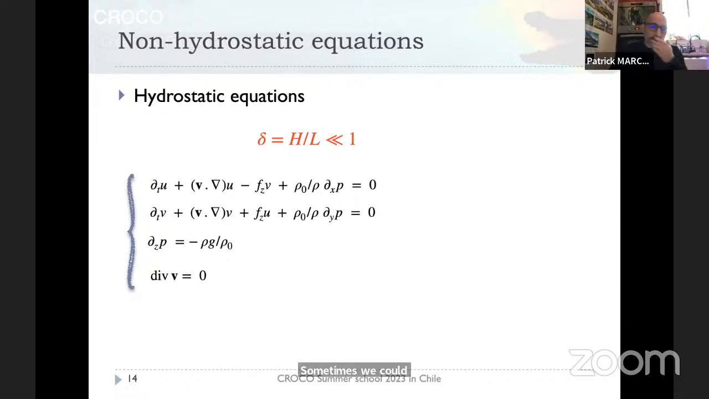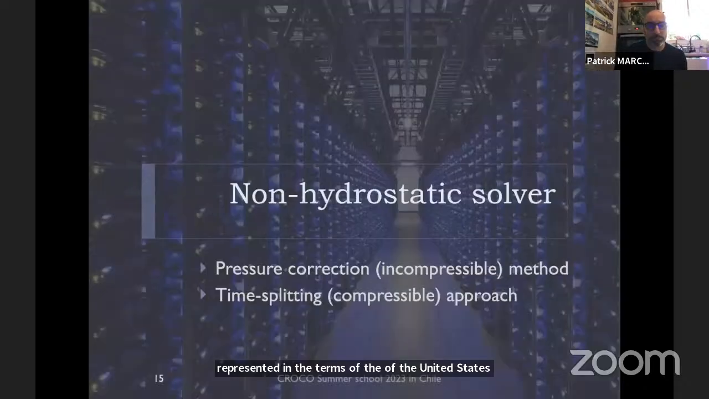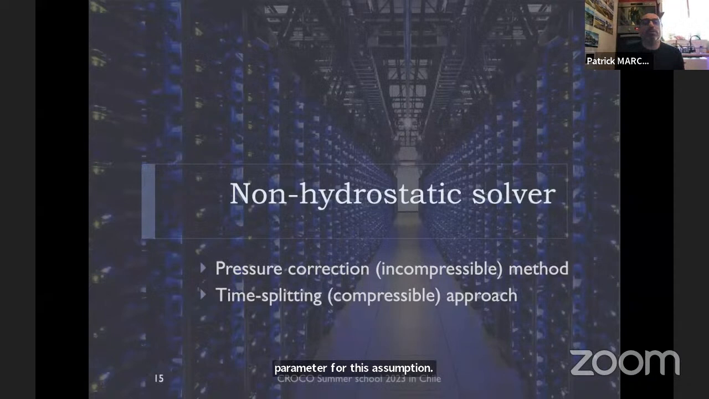So that was a way to show how the non-hydrostatic equations are represented in terms of the Navier-Stokes equations, and the parameter delta is a crucial parameter for this assumption. Now that we have the non-hydrostatic equations and we understand where the important parameters are, we need to solve these equations numerically, because of course we cannot solve them mathematically.